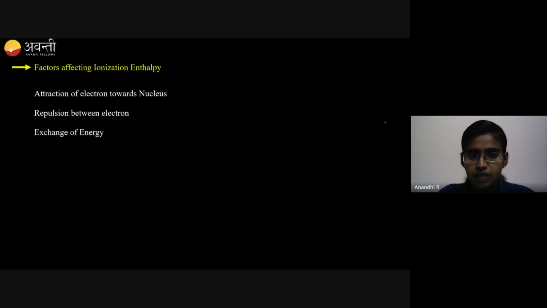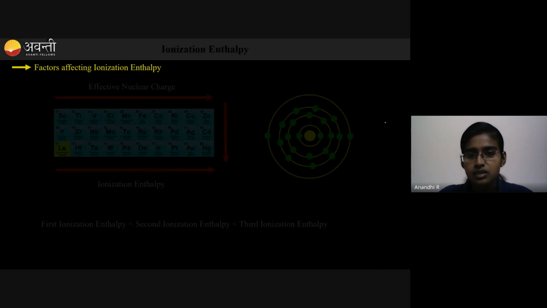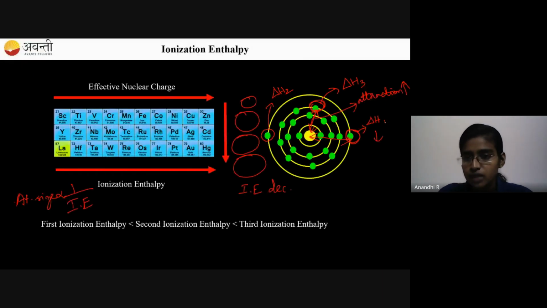So what are the factors affecting this? This is what I was explaining: the attraction of the electron towards the nucleus and the repulsion between the electrons. There is not only attraction, there is also repulsion. There is an attraction between the nucleus and the electron, since the nucleus is positively charged and electrons are negatively charged, so there is attraction between plus and minus. Also there is repulsion between the inner shell electrons, since both are negatively charged and they repel each other. In terms of distance also, you can see the distance between nucleus and electron is very less, or the attraction is more. Both are fine. So there is an attraction and also a repulsion.